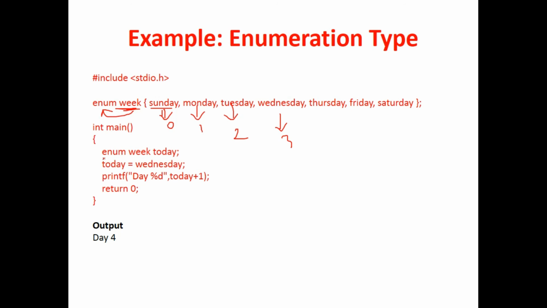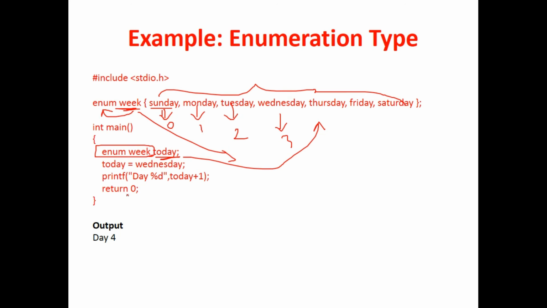Now we want to take a variable of this type, so we should declare that variable. Today is a variable whose data type is enum week, so today can take any value from this collection. So today is equal to Wednesday. The value of Wednesday is 3, and we are adding 1 to this value, so you will get the output as today plus 1. So 3 plus 1 will be 4, so the day is 4.